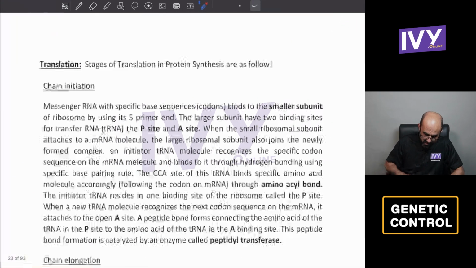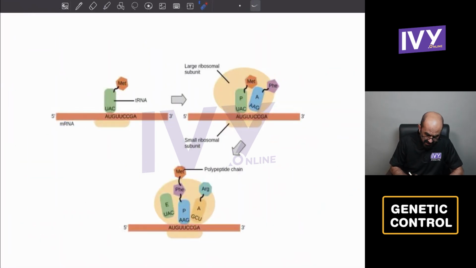So I'm just showing here, you can see this is the ribosome, this is the smaller subunit, and this is the larger subunit. Here is the messenger RNA, and here we have the transfer RNA. In the transfer RNA, you can see the amino acid attached here, which is methionine, and the anticodon is UAC, but this UAC attaches against AUG only. Once the messenger RNA arrives, it attaches to the ribosome.